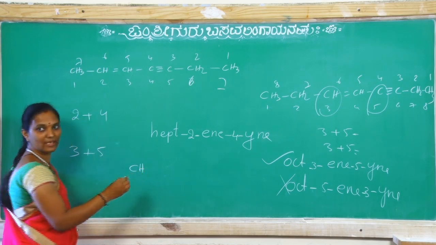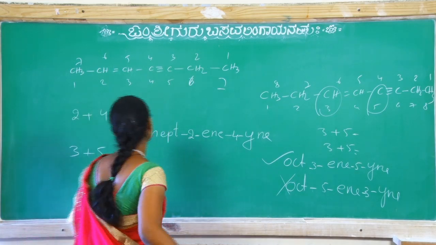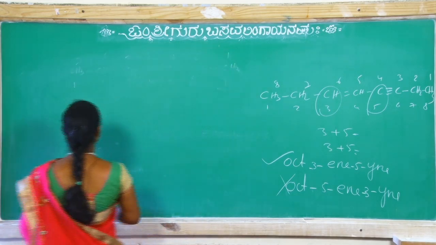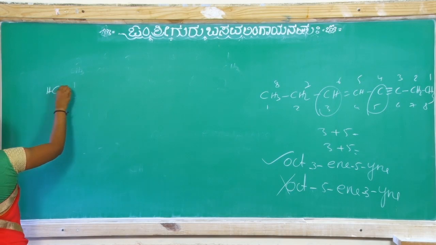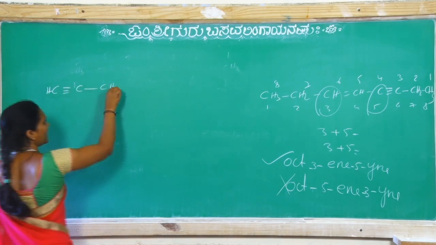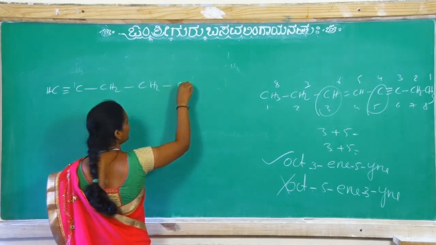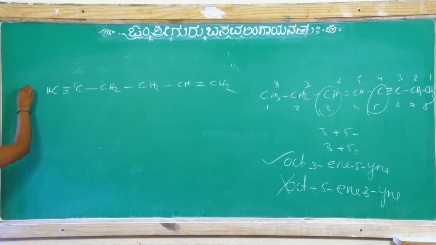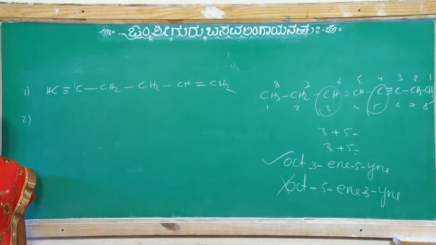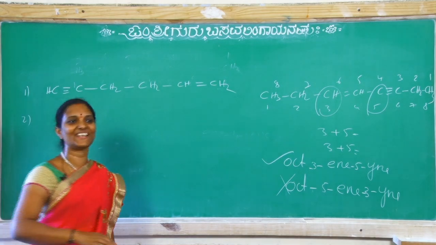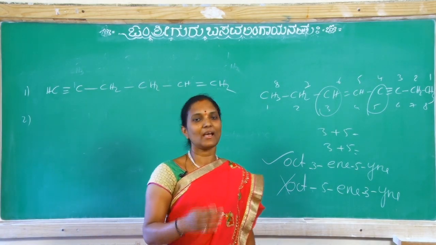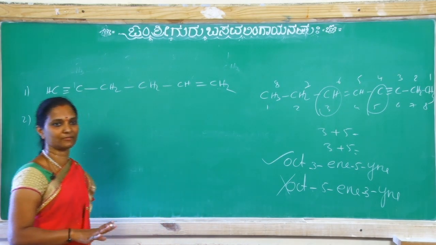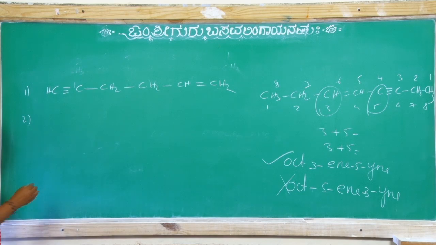CH, examples, start. CH triple bond C, CH2, CH2, CH double bond CH2. Rule completed. When both double and triple are given, first write ene, then write yne. And take the least sum. If we are getting the same sum, give importance to double bond. That's it. Okay. First one.